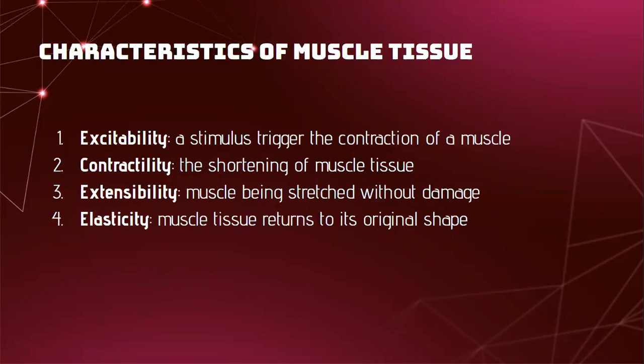So imagine you're lifting weights and your muscles contract, they become shorter, and then you lift the weight and put it down, and that's when your muscle tissue returns to its original shape. This kind of goes along with the flexibility thing. If it stretches, then it must return to its original shape. So all of these characteristics work together to make your muscles move and extend and make you able to move around.